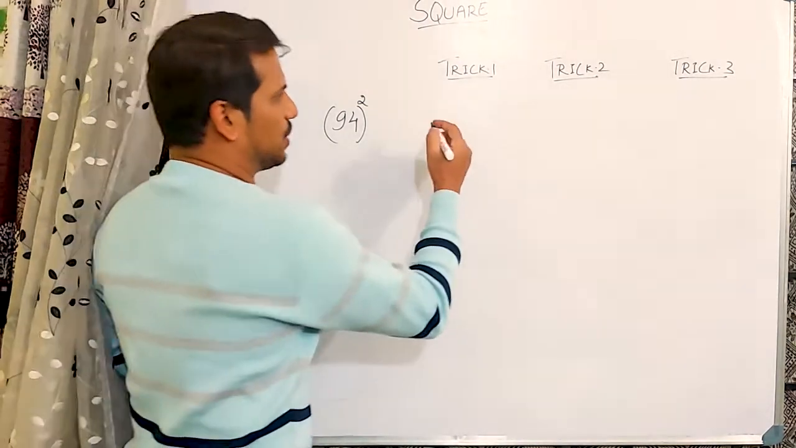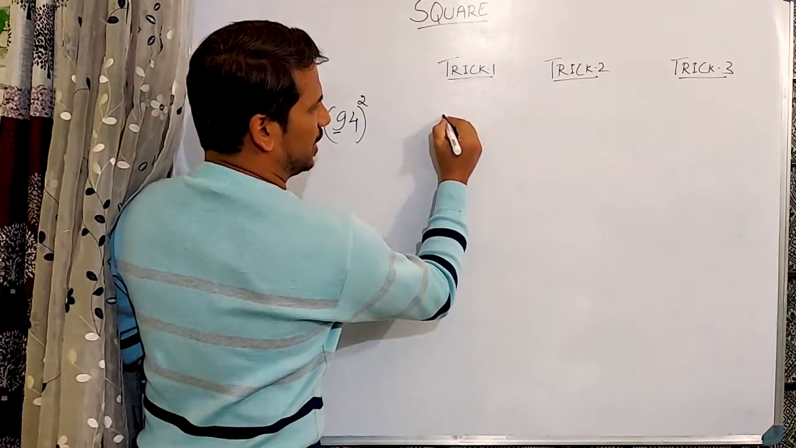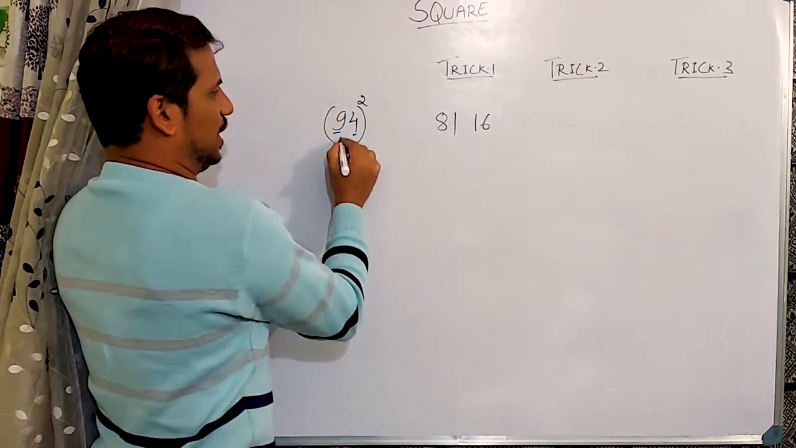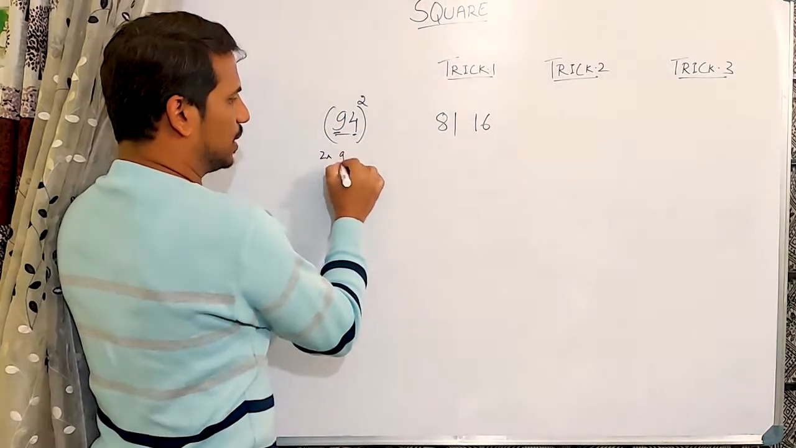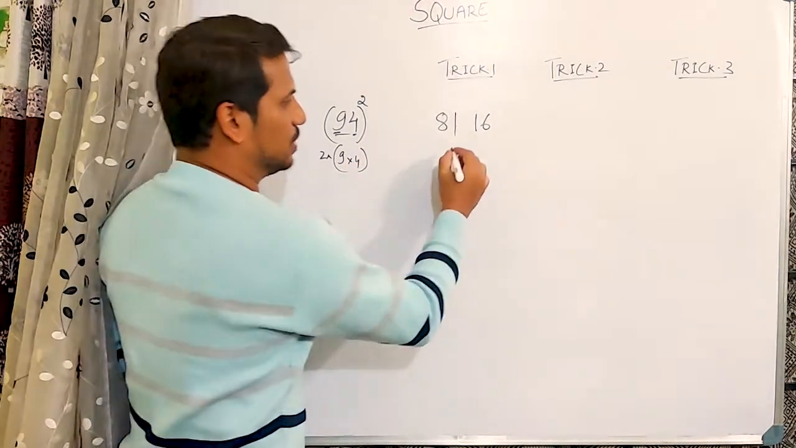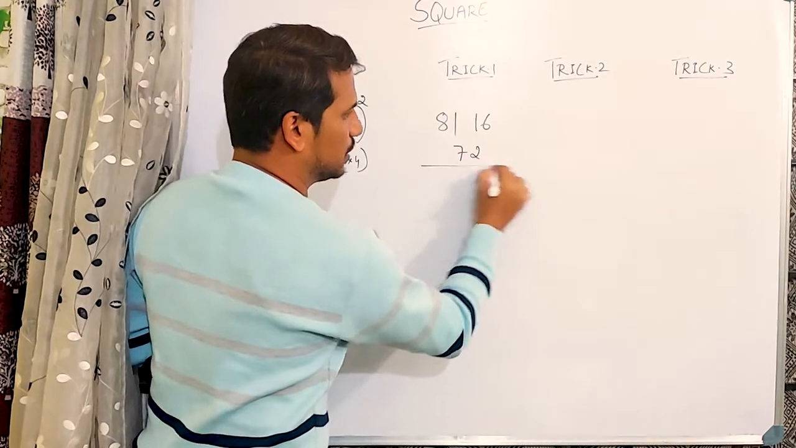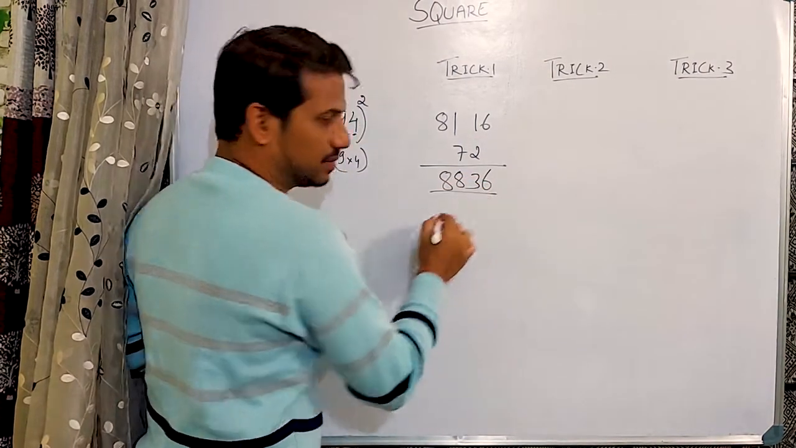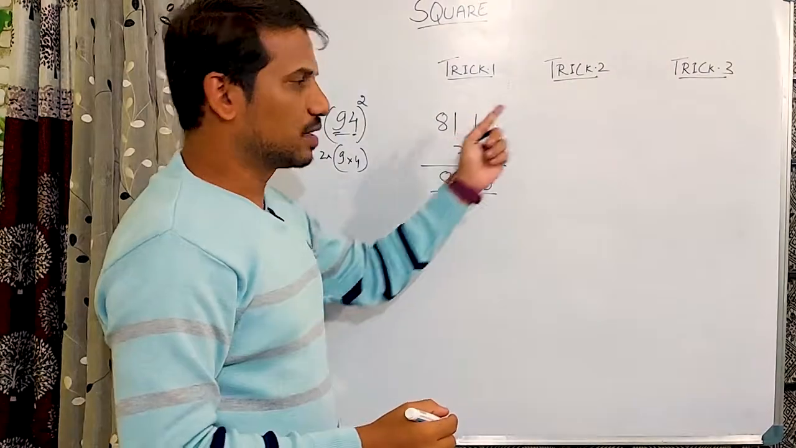So trick 1. What is it? Square of 9, that is 81. Square of 4, that is 16. And then 2 into 9 into 4. So 36 into 2, that comes out to be 72. Just add this: 3, 8, 8. Done. Trick 1 done.